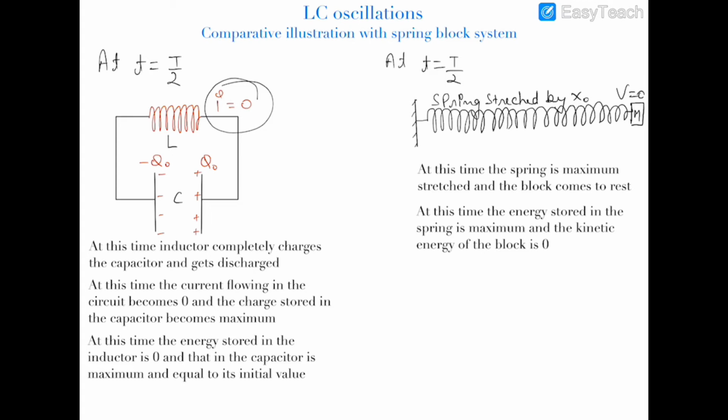And similarly in this case, in the spring block system, the spring would be stretched by the same amount as it was compressed initially, and that was x naught, and the velocity of this block will be 0 at this instant of time. Therefore the kinetic energy of the block would be 0 and the spring potential energy would be half k x naught square. Only the difference is that the polarity of the capacitor has been reversed, and the spring was initially compressed and now it is being stretched.